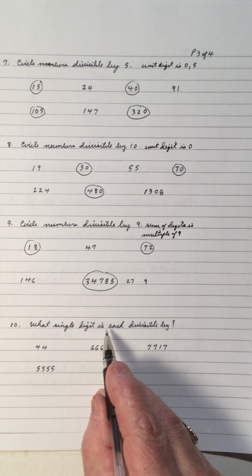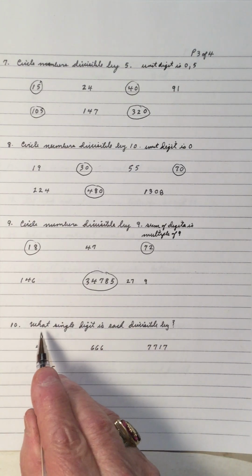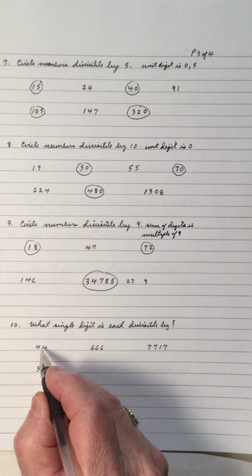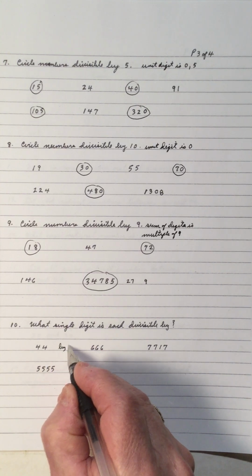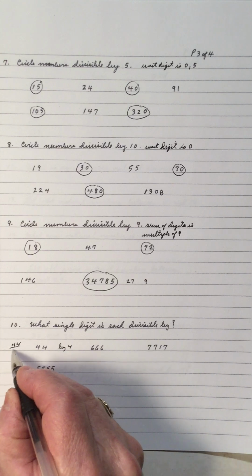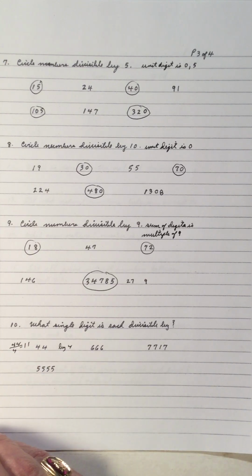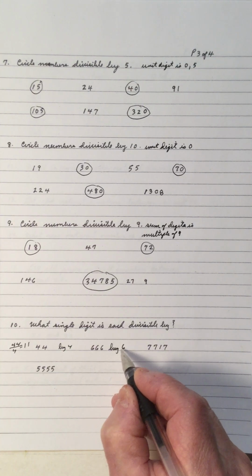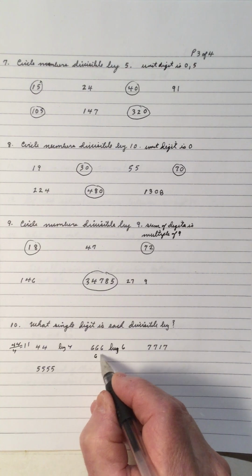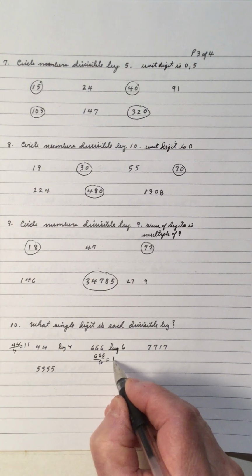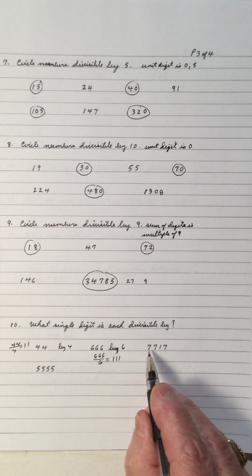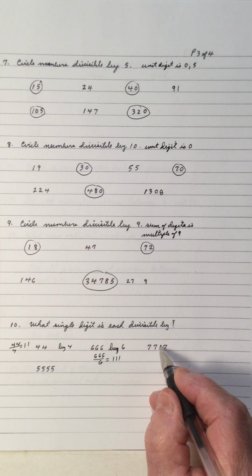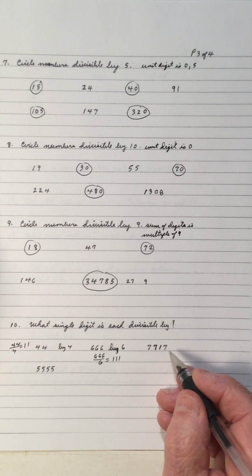What single digit is each divisible by? So this has a 4 and a 4, so this is divisible by 4. 44 divided by 4 is 1, 1. 666 is divisible by 6. This has 6 in all terms, so 666 divided by 6 is 1, 1, 1. What about 7717? No, that's not all 7s, so it's not divisible by a single digit of 7.